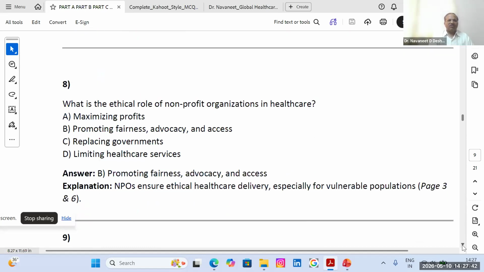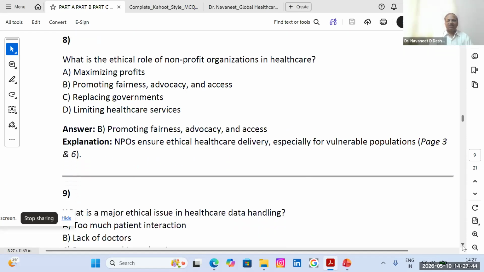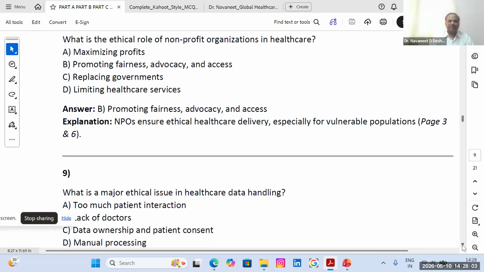8. What is the ethical role of nonprofit organizations in healthcare? A. Maximizing profits. B. Promoting fairness, advocacy, and access. C. Replacing governments. D. Limiting healthcare services. The correct answer is B. Promoting fairness, advocacy, and access. The NPO ensures ethical healthcare delivery, especially for vulnerable populations.